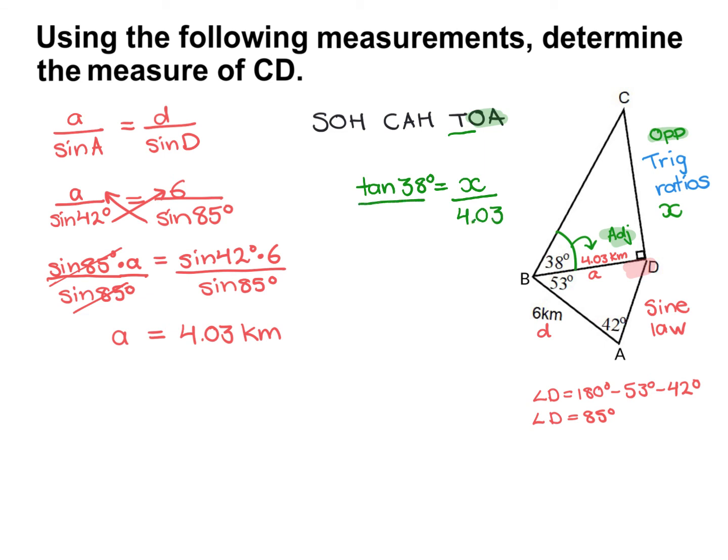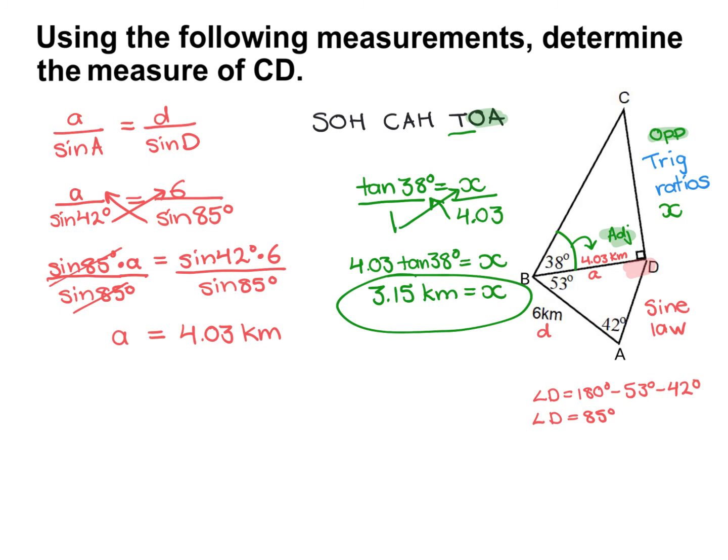Now we are going to cross multiply. So let's do 4.03 times tan of 38 degrees. And 1 times X is just plain X. So now when you calculate this all together, you should get about 3.15 kilometers as your answer for X. So side CD is 3.15 kilometers.